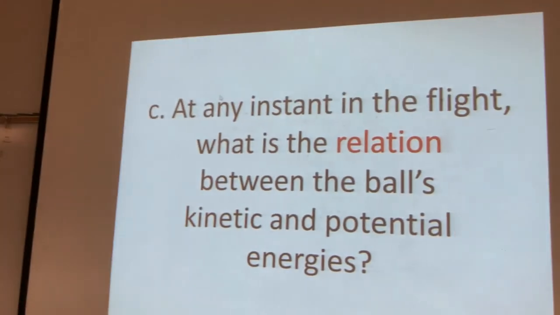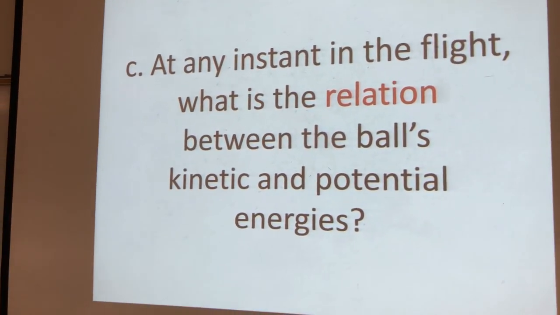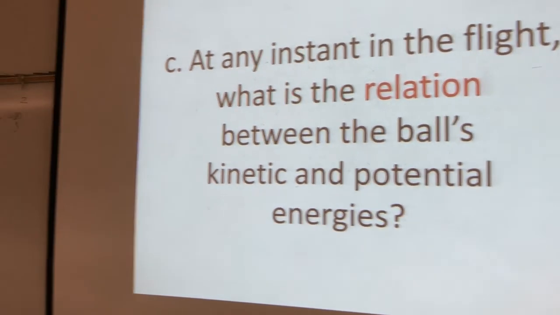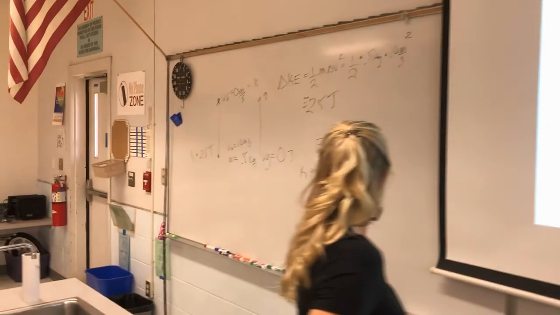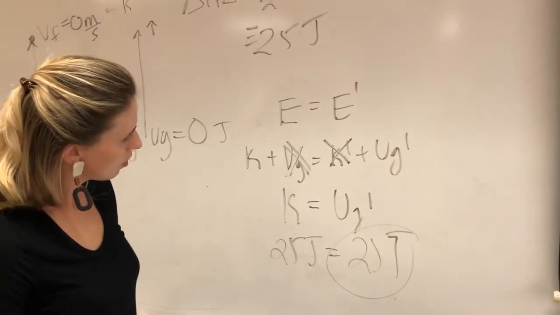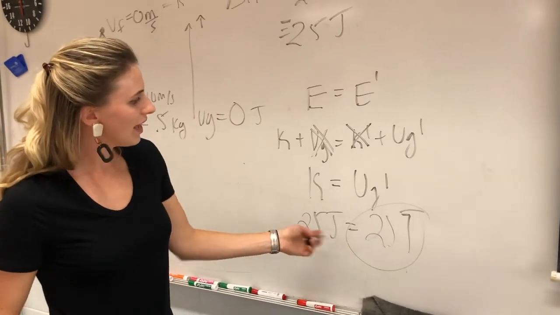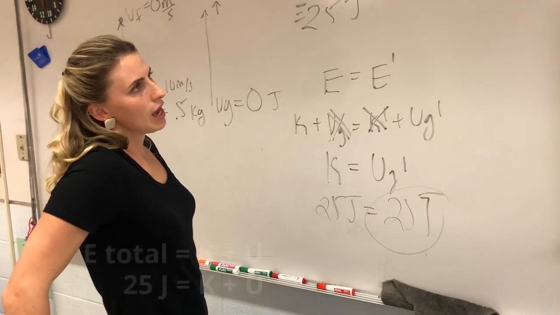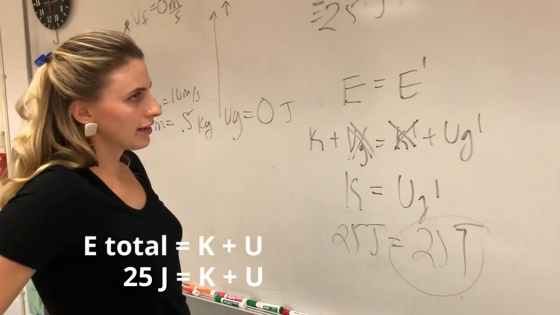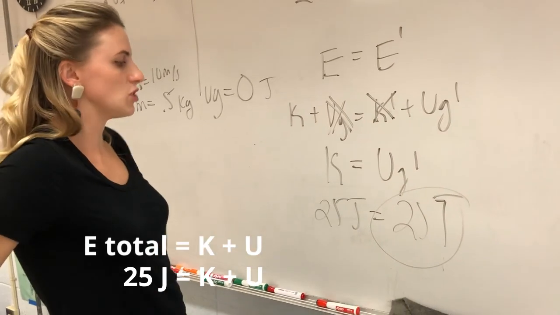At any instant in the flight, what is the relationship between the ball's kinetic and potential energies? Well, I think it's right there. Basically, at any instant in the flight, the kinetic energy and the potential energy both have to equal 0. The sum of the two has to equal 0.